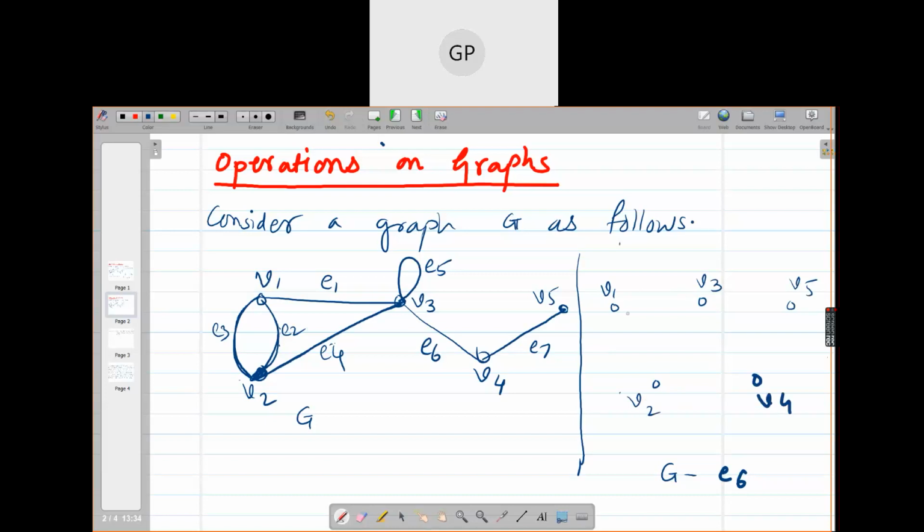So I need not draw E6. I will draw everything else. So I can draw like this also. The structure may look different, but the adjacency is preserved. E2, E3, E4. Then E5 is also there. Only E6 is not there. Okay? Have you understood it?